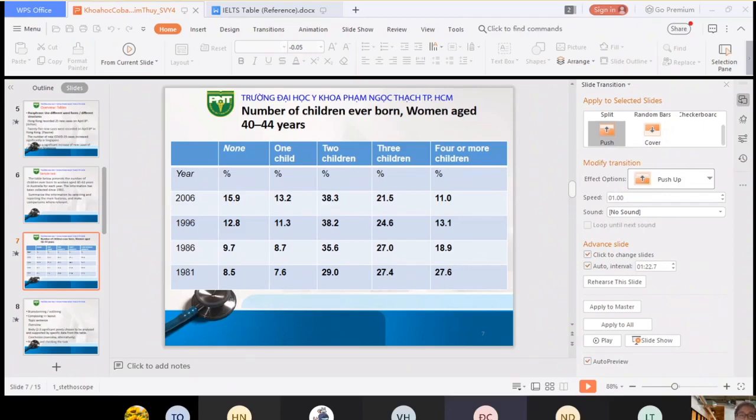Here you have just one single mistake in your introduction. This is not the number of children. It means the percentage, right? The percentages of children born by women aged 40 to 44 years old. Next one, can you also tell me the overview of this table?